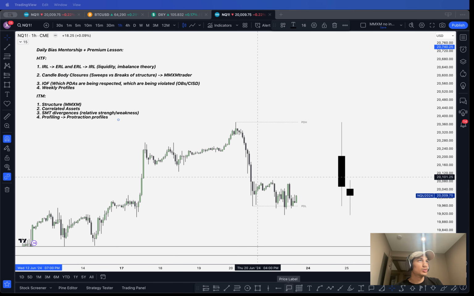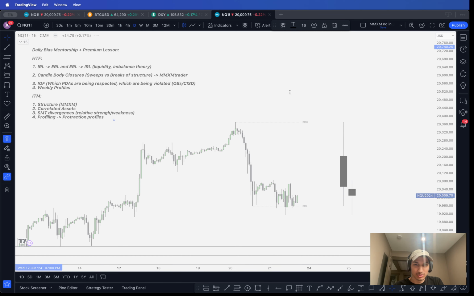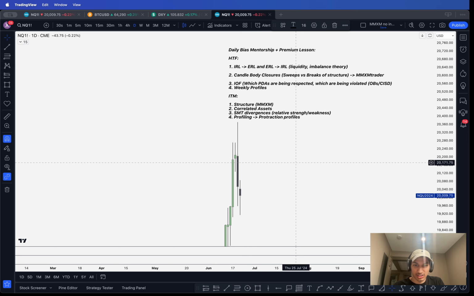I'm going to put my Discord screen on my monitors. If you guys have any questions, you can also ask me there. Okay, so without any further ado, let's hop right into some of these concepts and how we're going to approach utilizing them for daily bias selection. So as always, we'll start this conversation on the daily chart.